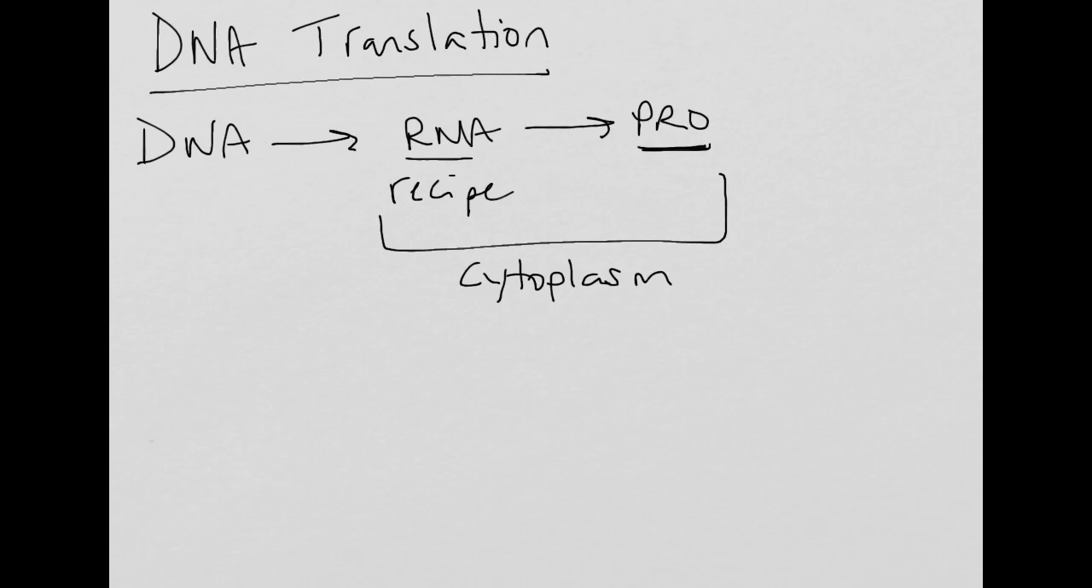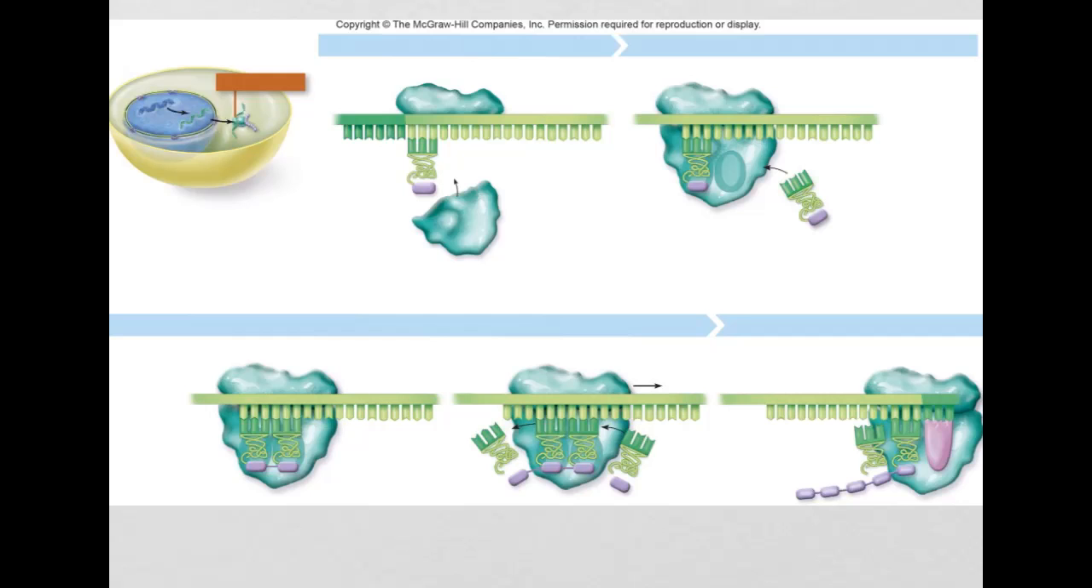And we call it translation because we go from a code made up of nucleotides in RNA to a protein made up of amino acids. So we're translating. We're going to a different language altogether. All right, so let's look at how this happens.